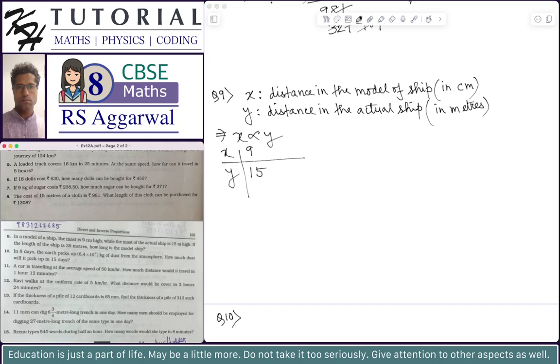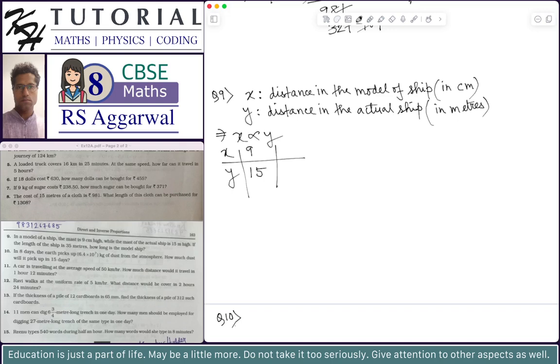Now it is asking if the length of the ship is 35 meters long, how long is the model ship? So it is asking what will be the equivalent distance in the model if the distance in the actual ship is 35 meters.